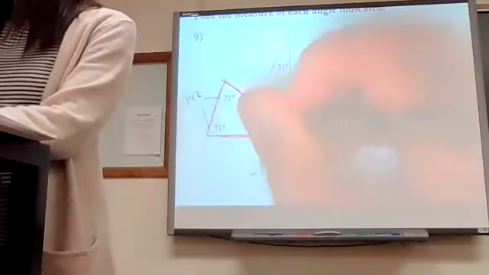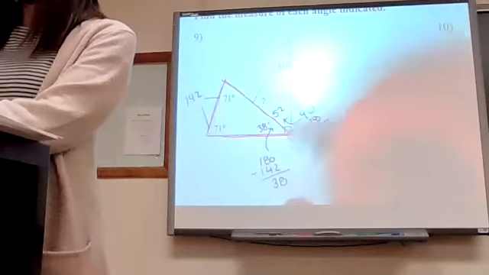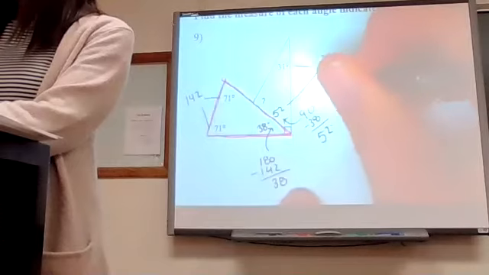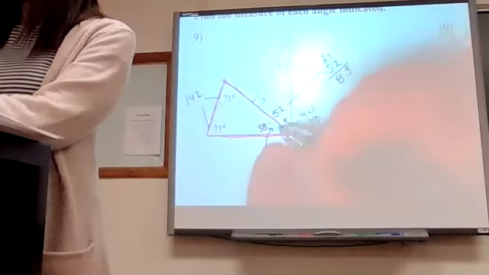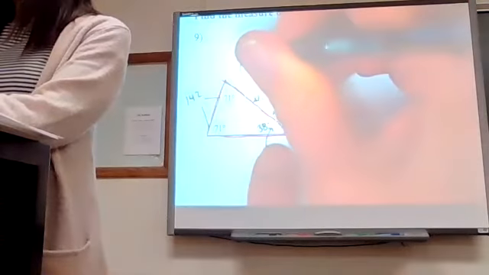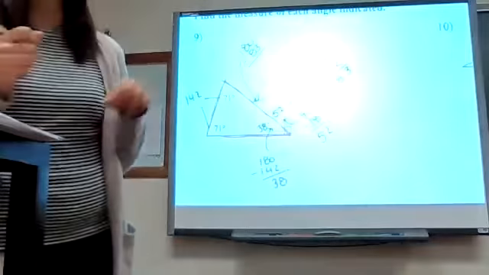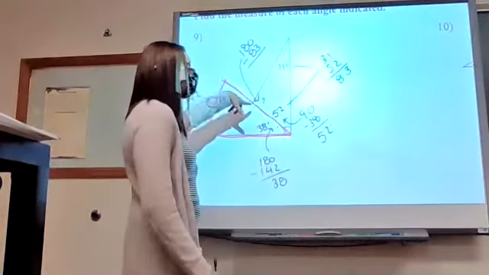Now, why do I need that? Well, now I have 2 angles in this triangle. So 31 and 52 gives me 83 degrees between these 2. And I can find my missing angle by subtracting 83 degrees from the total triangle that has to add up to 180.